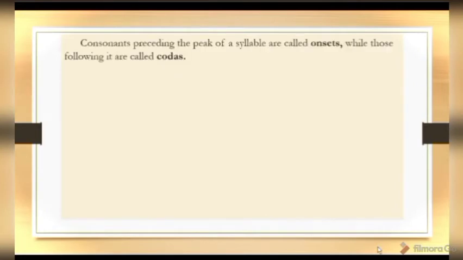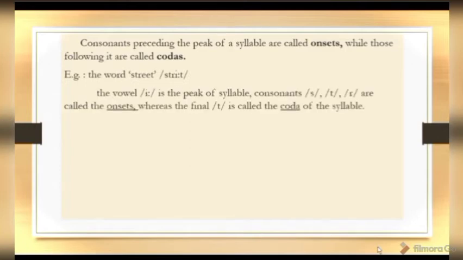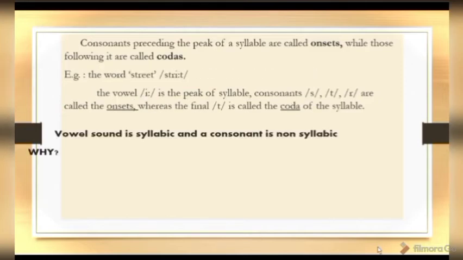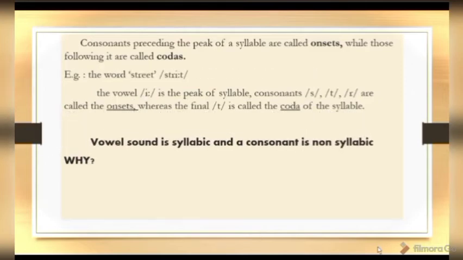Consonants preceding the peak of a syllable are called onsets, while those following it are called codas. You can see this in the example, the word street. The vowel i is the peak of the syllable. Consonants s, t, r are called the onsets, whereas the final t is called the coda of the syllable. A vowel sound is syllabic and a consonant is non-syllabic.